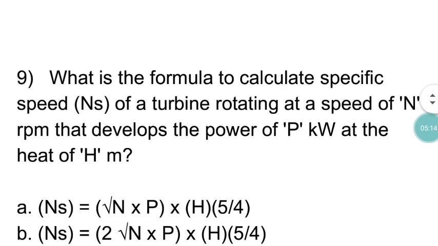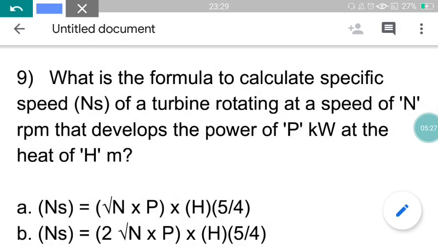The next question asks for the formula for the specific speed, Ns, of a turbine rotating at a speed N that develops power P kilowatt at a head of H meter. What is the formula for the specific speed of a turbine which develops unit power at unit head? What is meant by specific speed is a similar turbine which develops unit power at unit head.